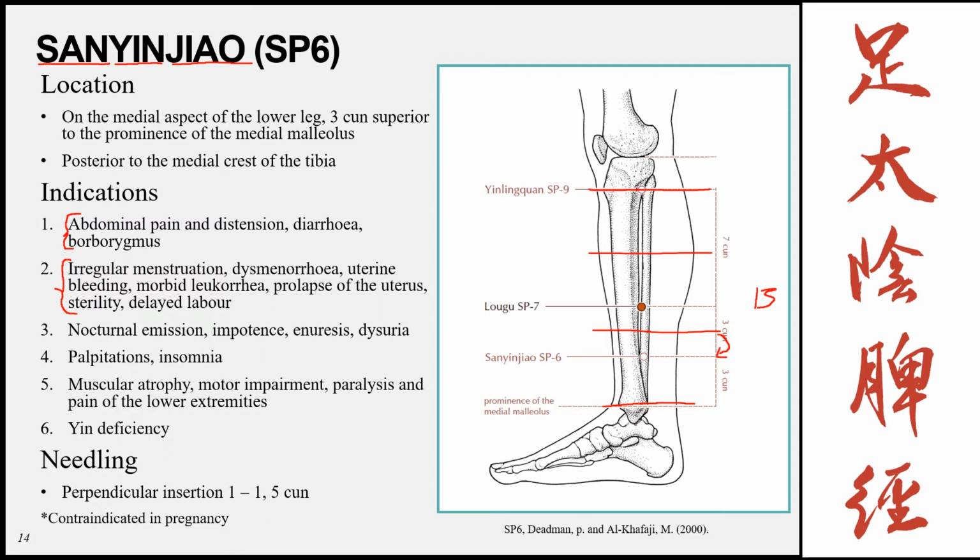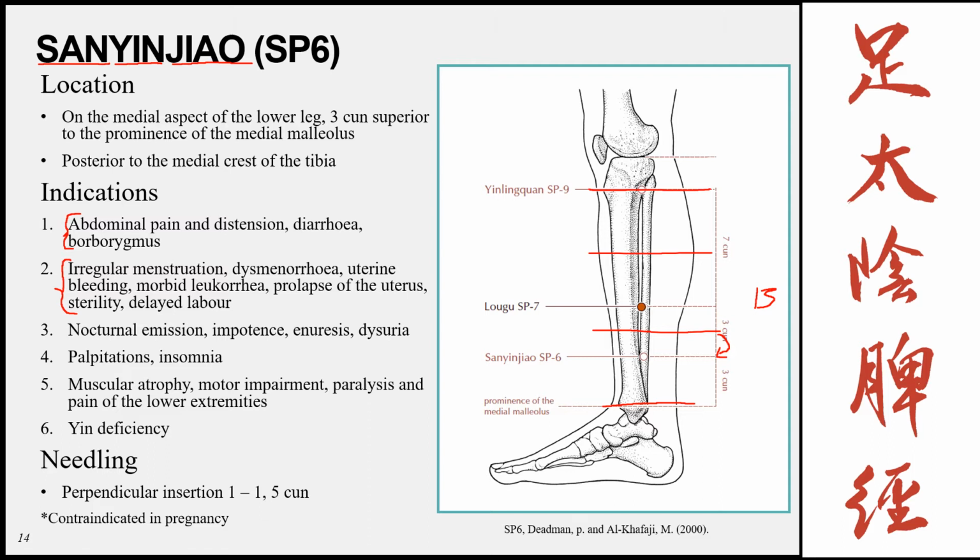Secondly, it can also treat these types of disorders due to the fact that many of these reproductive dysfunction disorders are due to either dysfunction of the spleen organ or the kidney organ. And because this point is on both the intersection point of the spleen and the kidney meridian, it can therefore be used for any of these disorders such as irregular menstruation, dysmenorrhea, uterine bleeding, etc., all due to either dysfunction in the spleen or the kidneys.